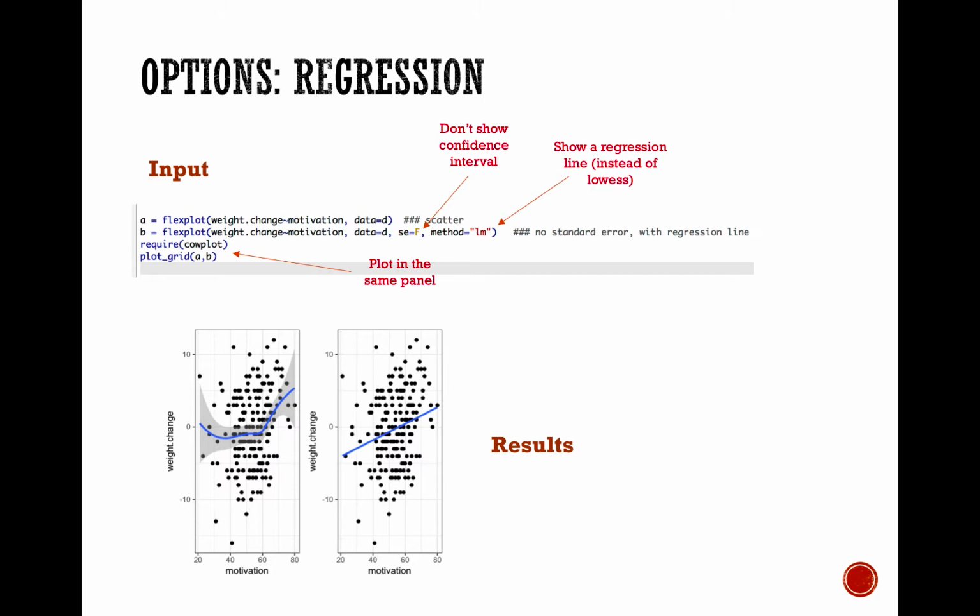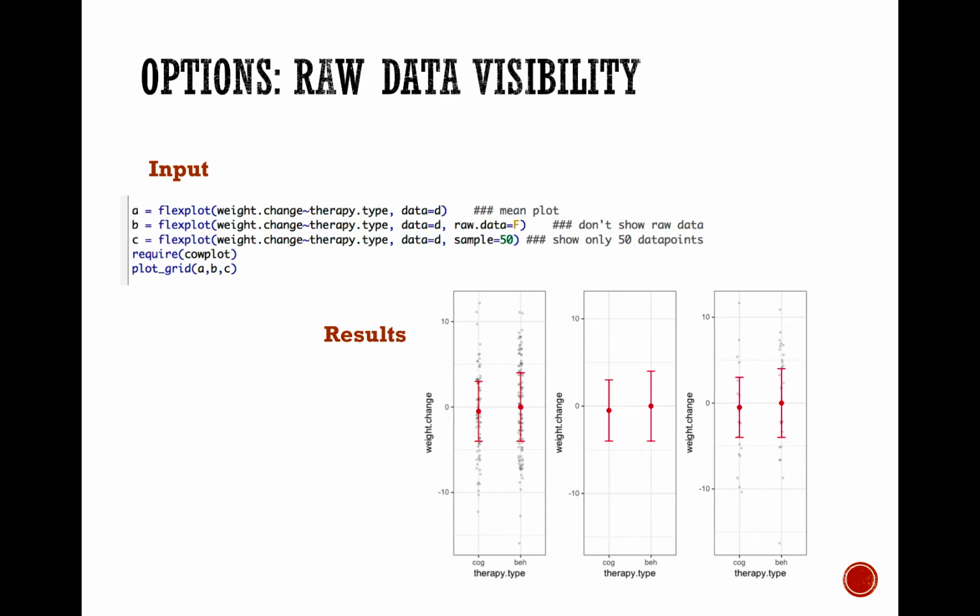And then method equals LM. It defaults to a lowest line, but you can instead ask for a linear model equation, or just a regression equation, whatever you want to call it. And then you guys are familiar with that notation, the require cowplot, which allows you to plot in a grid, plot two side by side. So again, you can show confidence intervals, or you could modify the type of line that is being used.